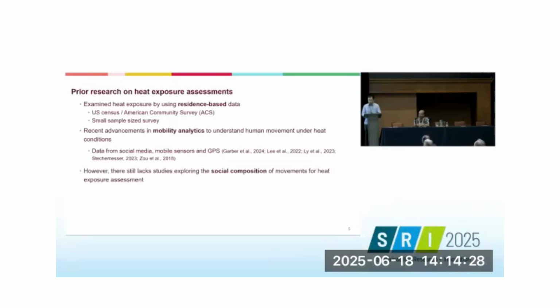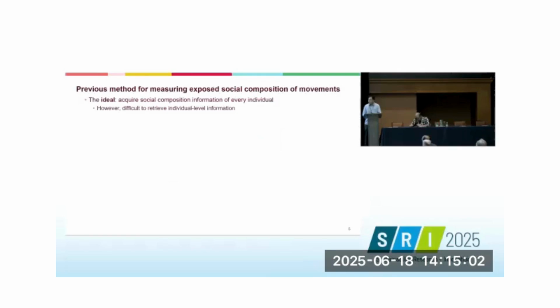But despite such advancement, there is still a lack of studies exploring the social composition of movements for heat exposure assessment. It is very important to explore the social composition of the people who are under heat exposure, as I have introduced the social impact on human beings. So it is very important to explore the social composition.